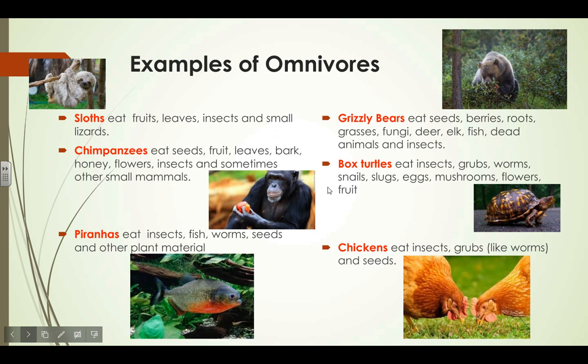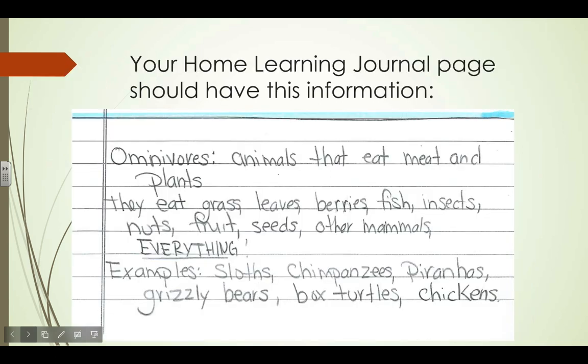Okay, so make sure that you're writing everything in red down, and this is what your page should look like. So you should have that omnivores are animals that eat meat and plants. They eat grass, leaves, berries, fish, insects, nuts, fruits, seeds, other mammals, everything. And that examples are sloths, chimpanzees, piranhas, grizzly bears, box turtles, and chickens.